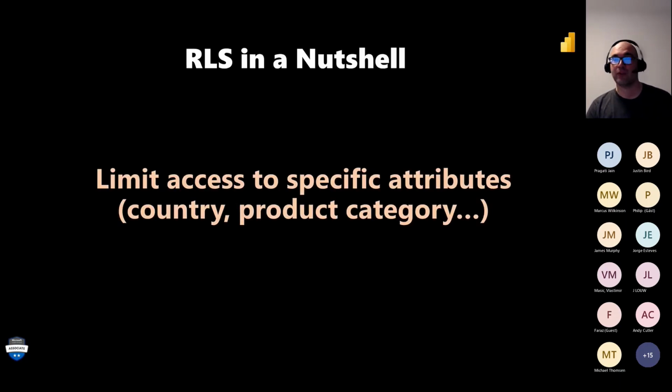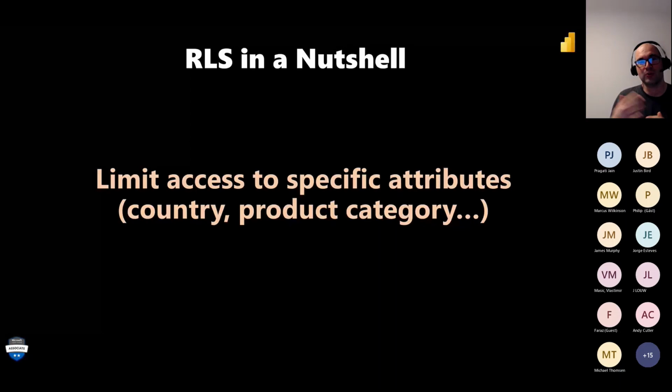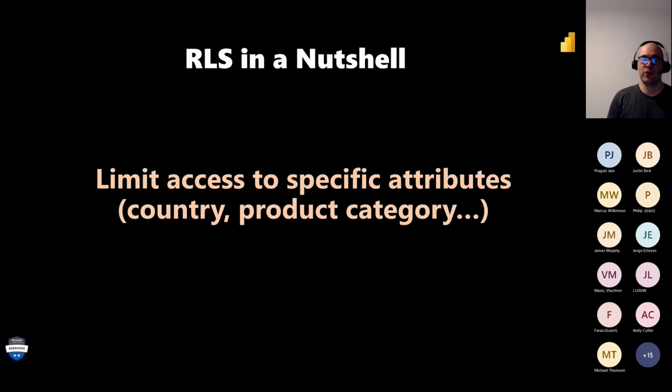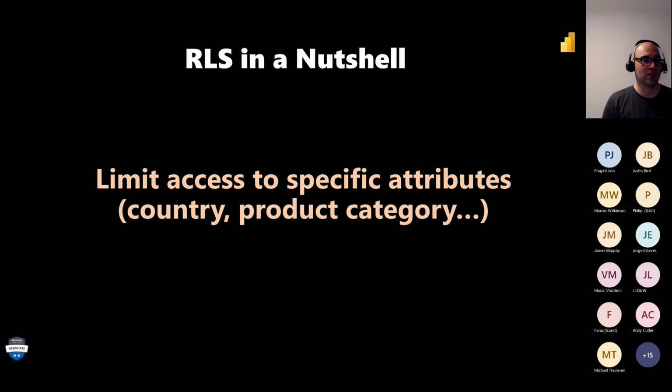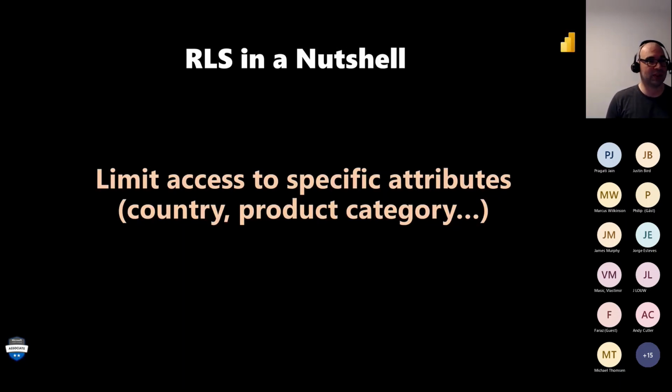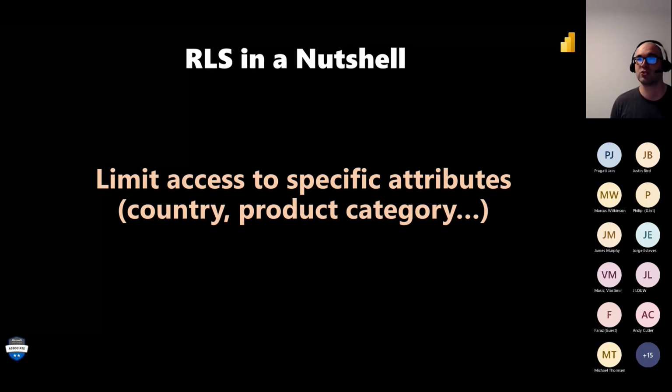So what is the idea of row-level security? The idea is to restrict access to data for specific users or groups of users on a row level. Now, when I say on a row level, I refer to row-level security as limiting access to specific attribute or attributes. For example, country. Let's say I want to see only data for UK or only for Germany. Then for product category, for example, just deluxe products or regular products and so on. Customers, location, and so on and so on.